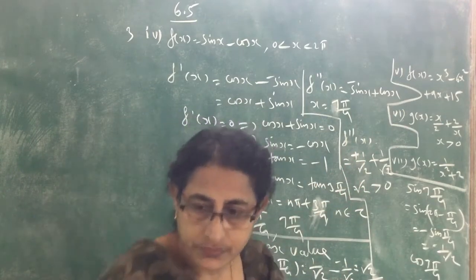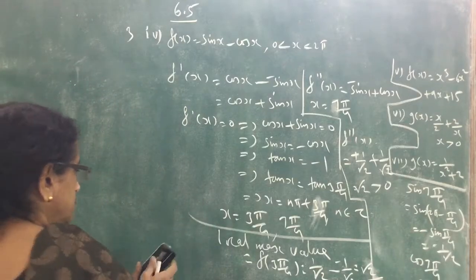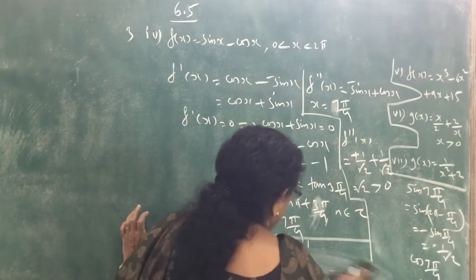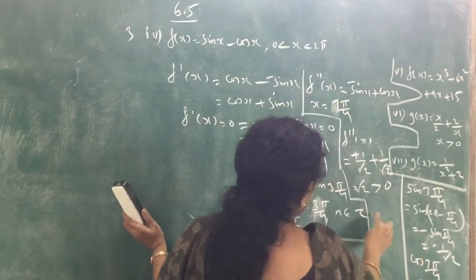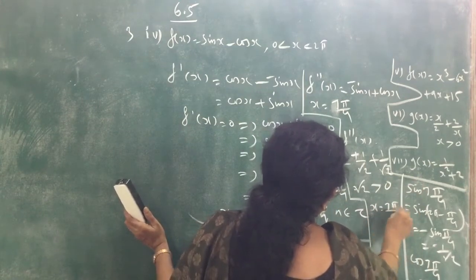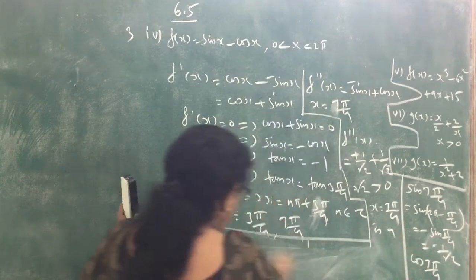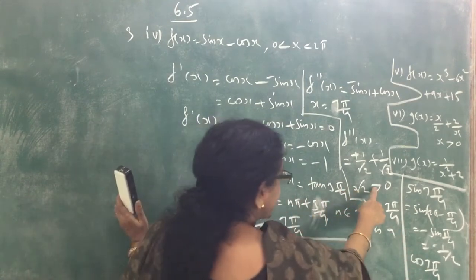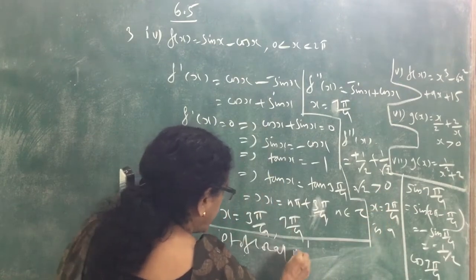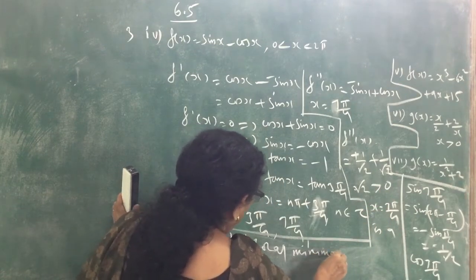Therefore, we can write x equal to 7 pi by 4 is a point of local minima, since here we got greater than 0.